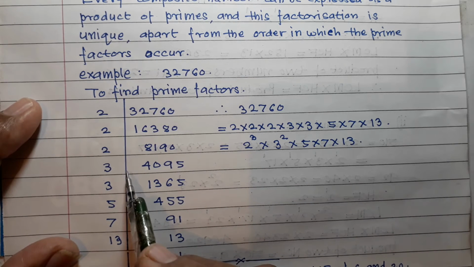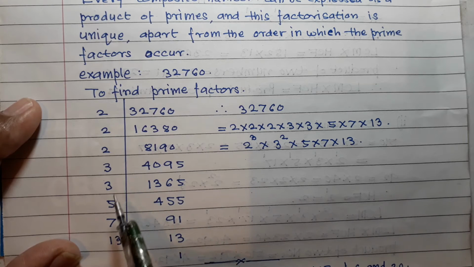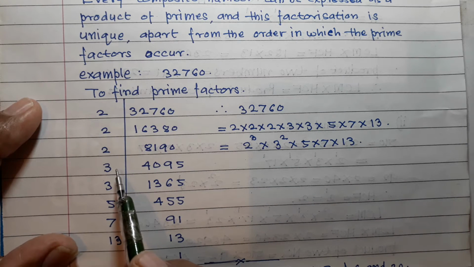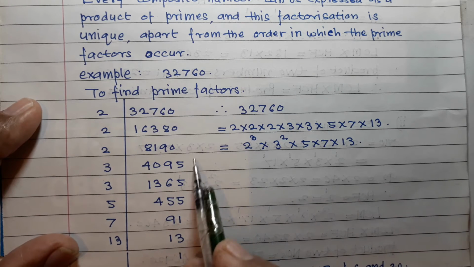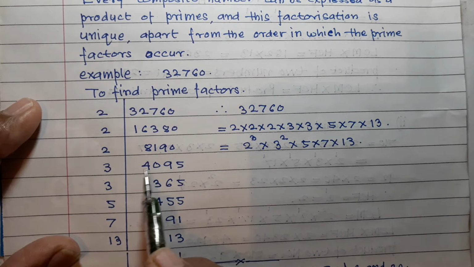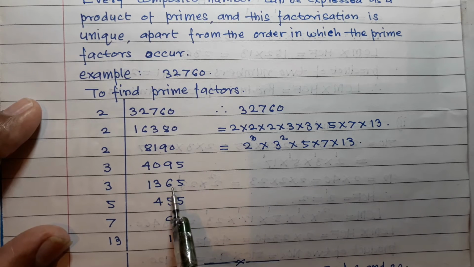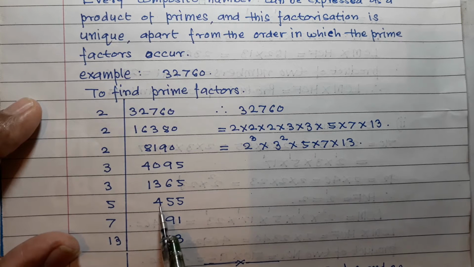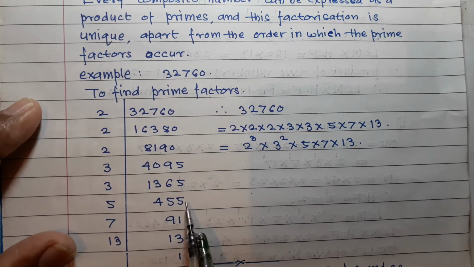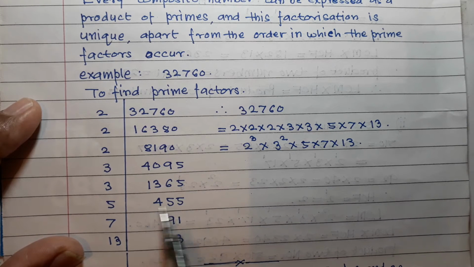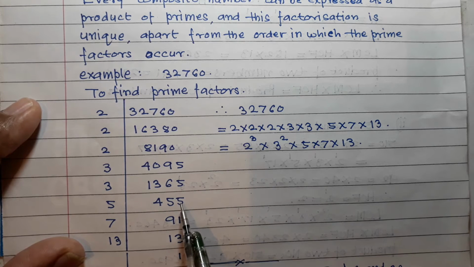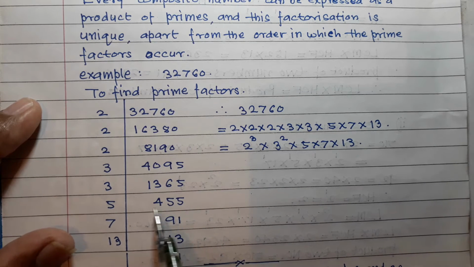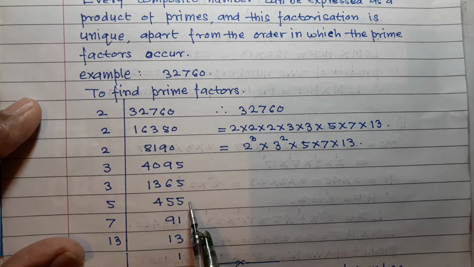So I try by 3. Try by 2, 3, 5 like that. So first was 3. Now it is divisible by 3. If you divide by 3, you will get 1,365. Again this is divisible by 3. So divide by 3, you will get 455. Now at the unit place 5 is there. This number is not divisible by 3 because the sum of all digits is not a multiple of 3, and hence it is divisible by 5.